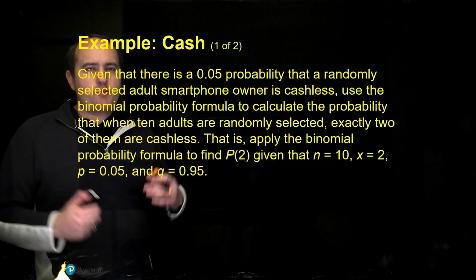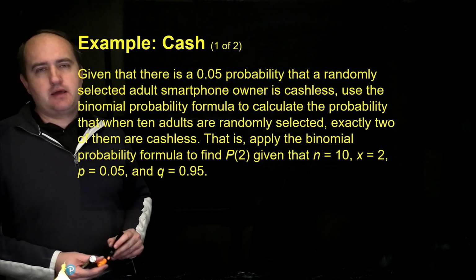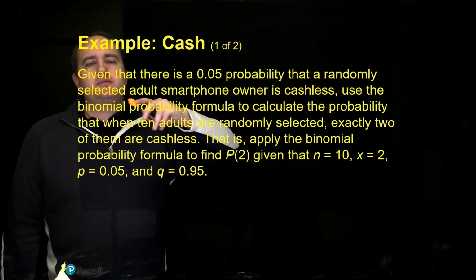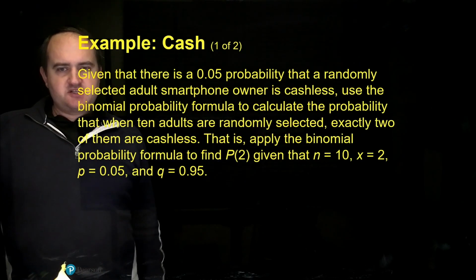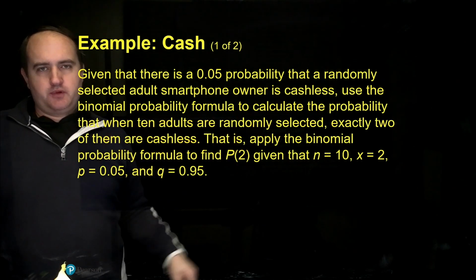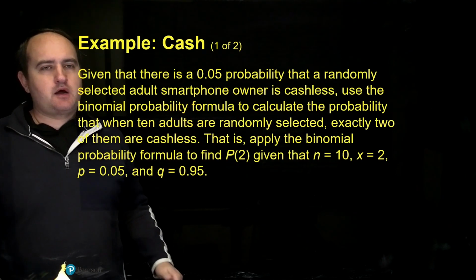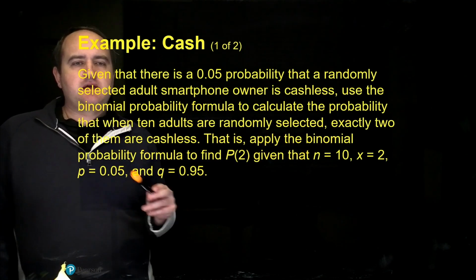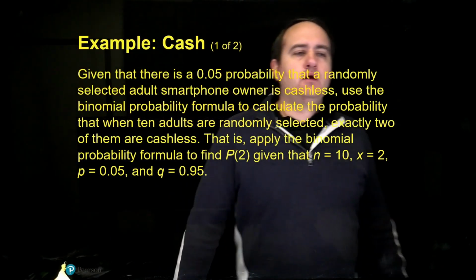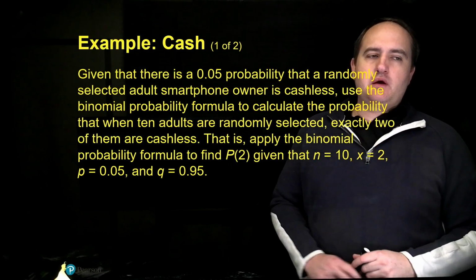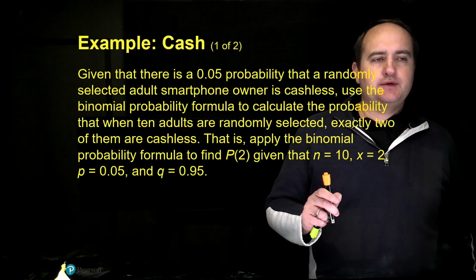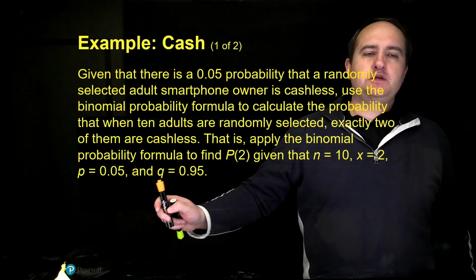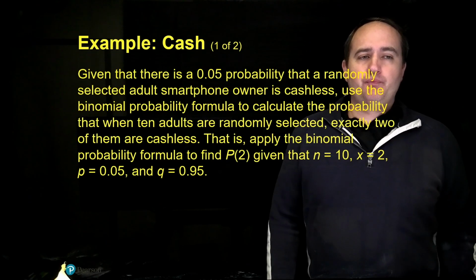Okay, so if we go back to our cash problem, let's see if we can go ahead and calculate a probability. Given that there is a 0.05 probability that a randomly selected adult smartphone owner is cashless, use the binomial probability formula, that scary formula that we just saw, to calculate the probability that when 10 adults are randomly selected, exactly 2 of them are cashless. For this same problem, we already identified that n was 10 trials, x was the 2 successes that we want, p was 0.05, and then q was 1 minus p, which was 0.95. Okay.